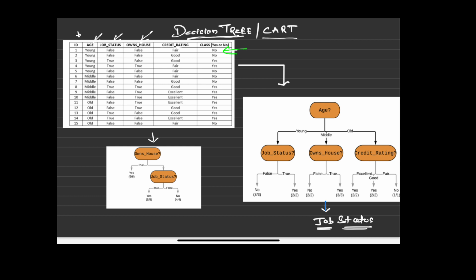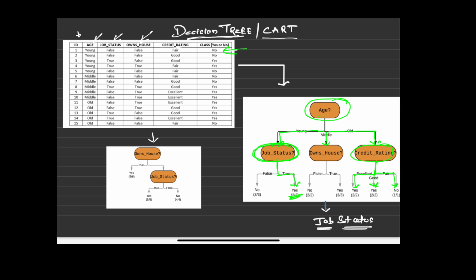Now there could be different types of decision trees. One of the decision trees is, okay, if the age is categorized as young, then I will check the job status. If the job status is yes, as in he has a job, then I will give the person a loan. However, if the person is old, I will check the credit rating. If the credit rating is fair, I will not give the loan. If it is good, then I will give the loan, and if it is excellent, then definitely I will give the loan.